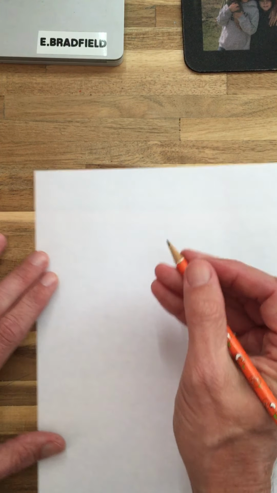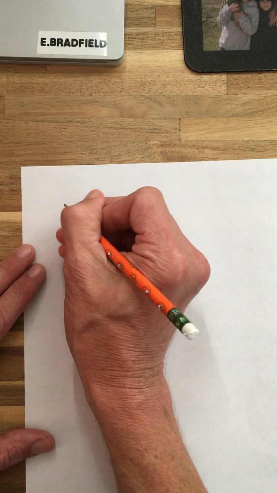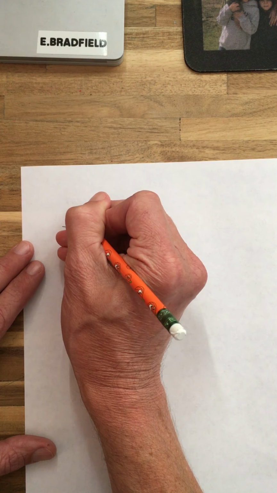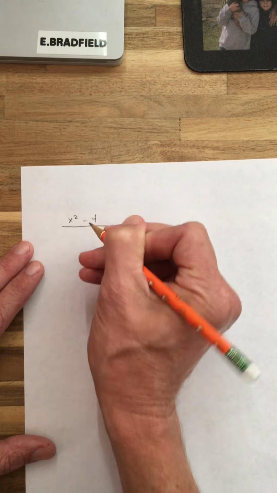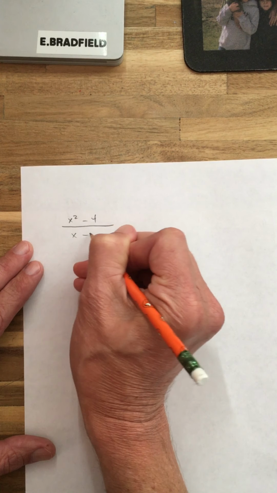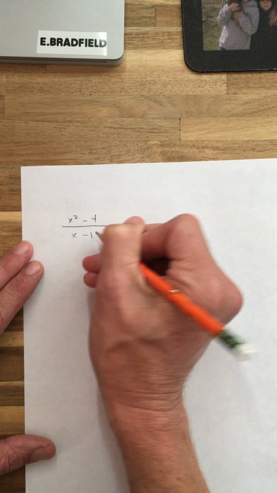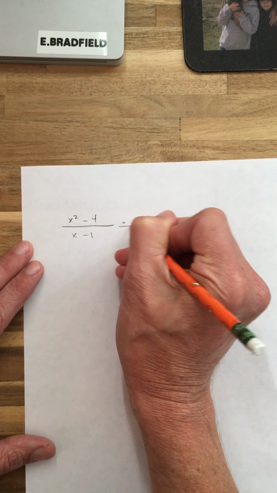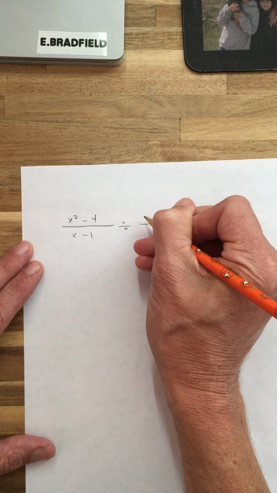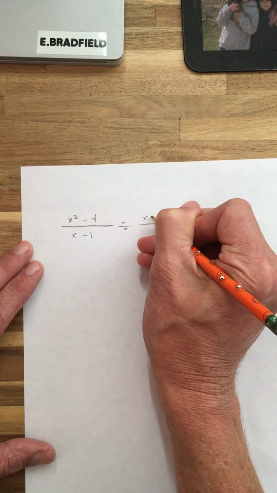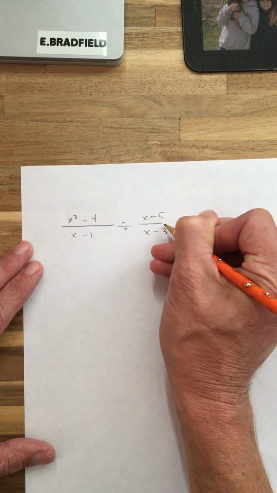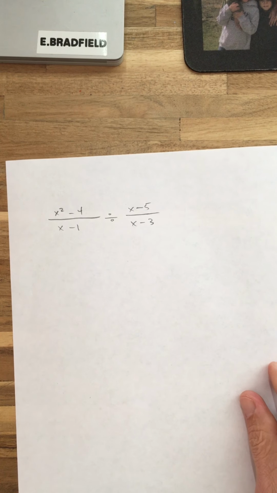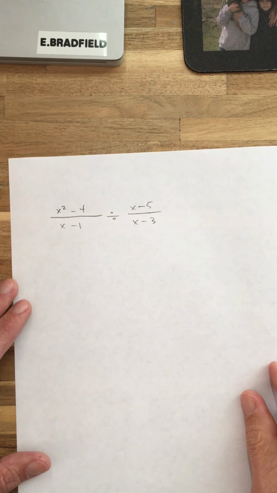All right, so let me just show you one more thing really quick. If I have something like this, let's see, x squared minus 4 over x minus 1, I don't know, okay, divided by x minus 5 over x minus 3. Okay, let's talk about the restrictions, okay? Well, let's talk about these restrictions.